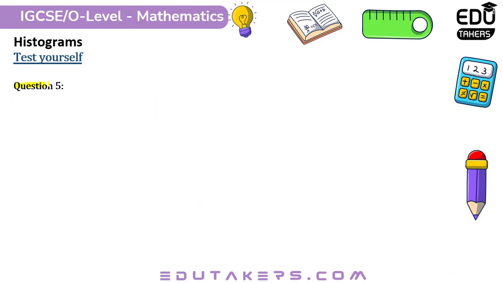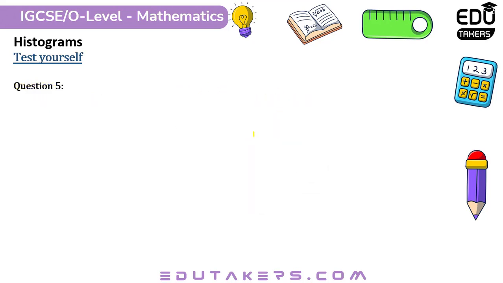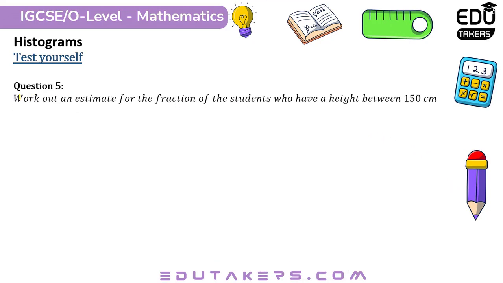Question number 5. The table gives information about the heights of 150 students. On the grid, draw a histogram for this information and work out an estimate for the fraction of the students who have a height between 150 cm and 170 cm. It's a 2-mark question.